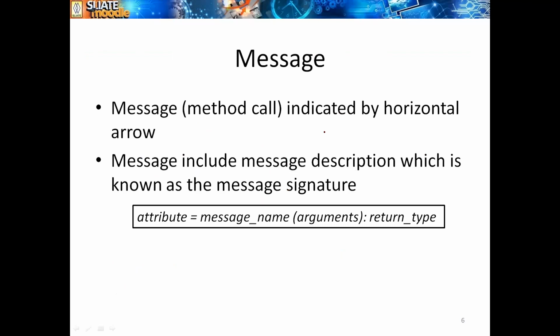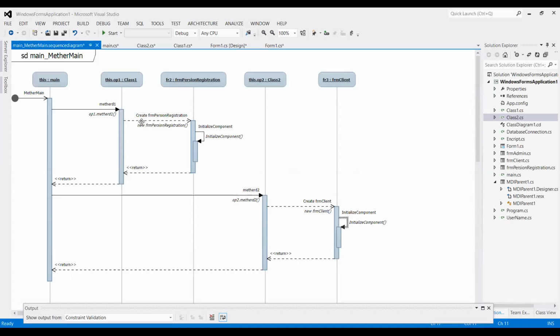Messages. Messages are method calls. Messages mean method calls, indicated by a horizontal line with arrows. A message includes a message description, which is known as a method signature: attributes, message name, arguments, return type. You can check in my drawing, this is a message.